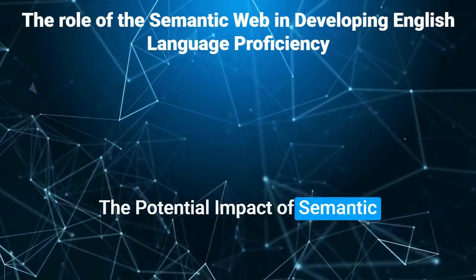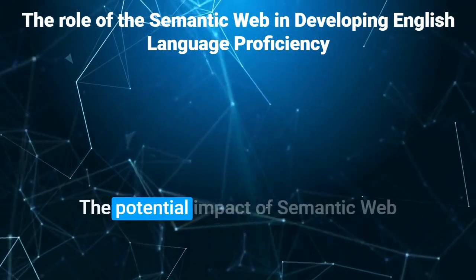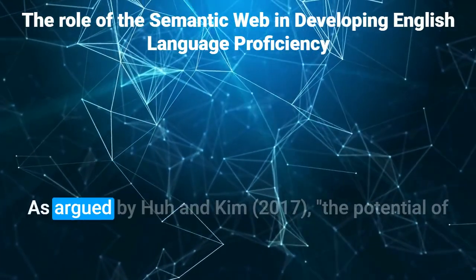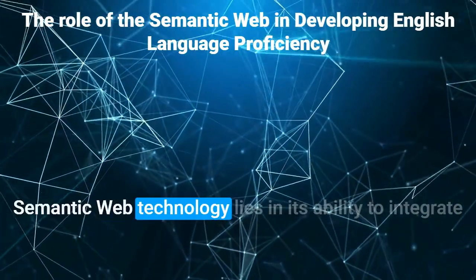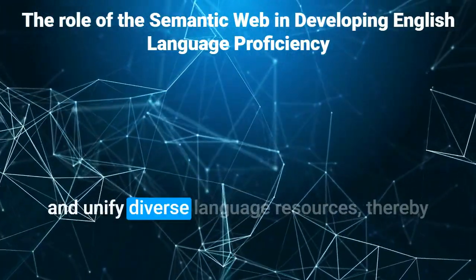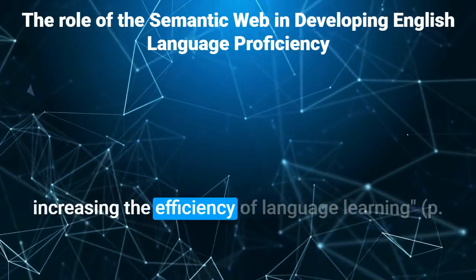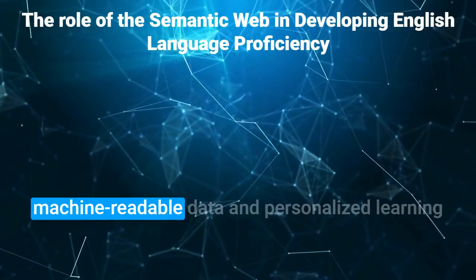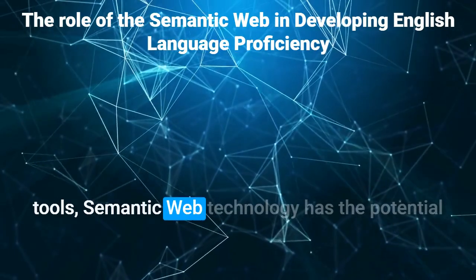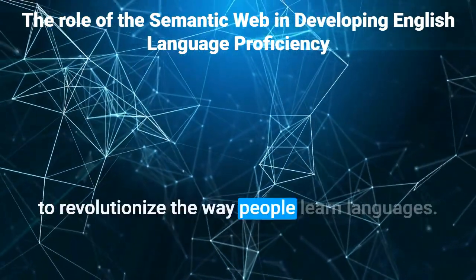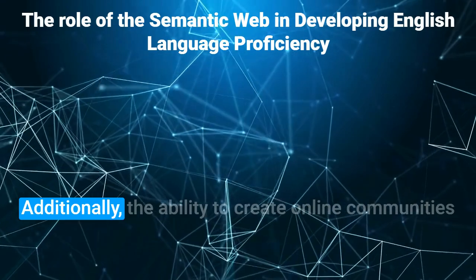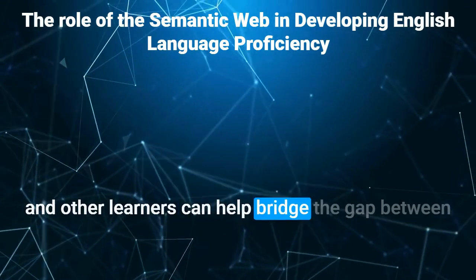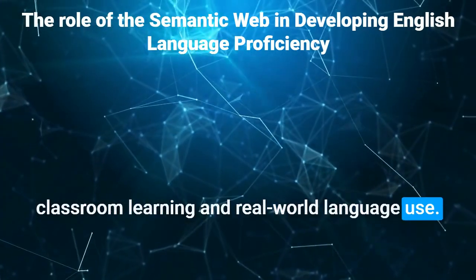The potential impact of semantic web on language learning. The potential impact of semantic web technology on language learning is significant. As argued by Ha and Kim, the potential of semantic web technology lies in its ability to integrate and unify diverse language resources, thereby increasing the efficiency of language learning, p. 346. By providing learners with access to machine-readable data and personalized learning tools, semantic web technology has the potential to revolutionize the way people learn languages. Additionally, the ability to create online communities where learners can interact with native speakers and other learners can help bridge the gap between classroom learning and real-world language use.